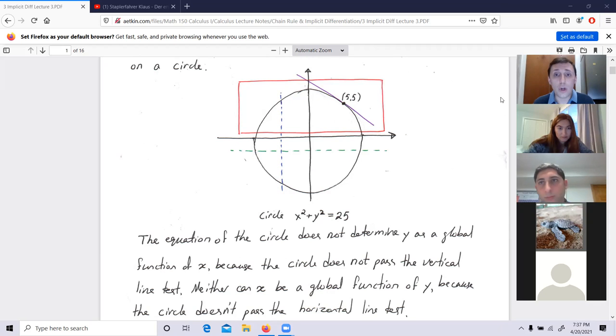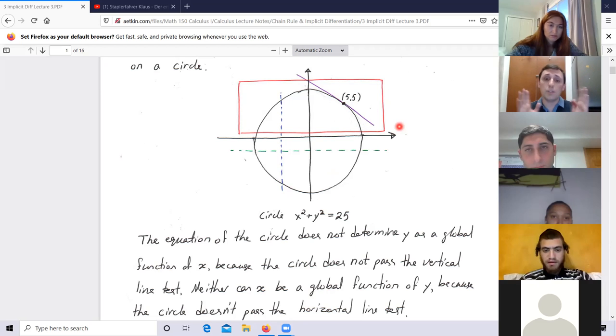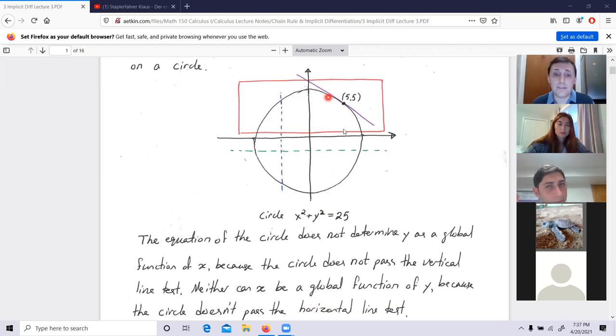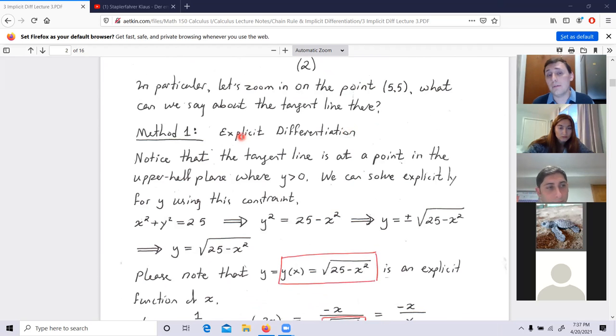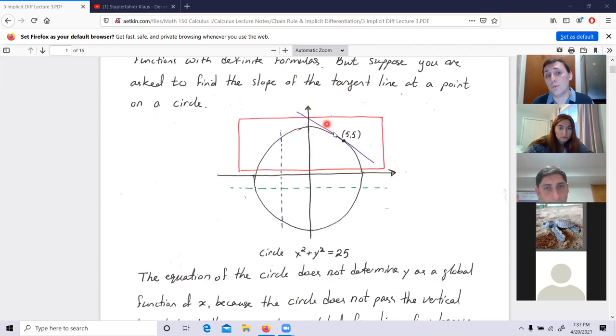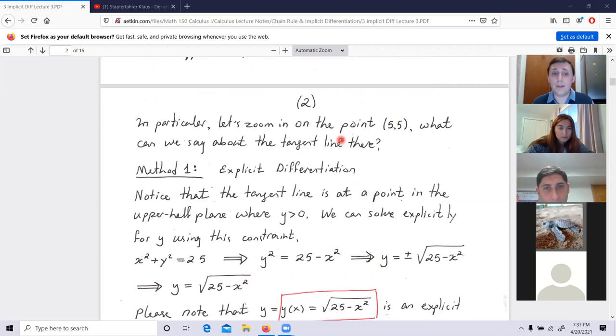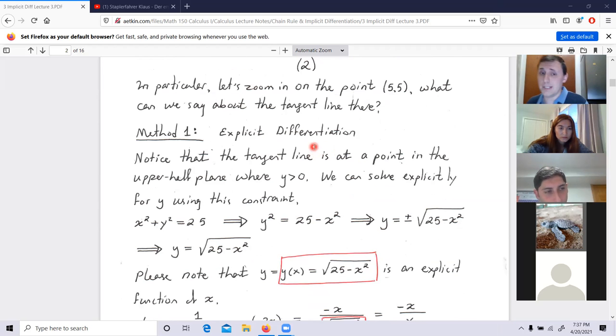But that means that the circle is not y a function of x or x a function of y. However, locally, it is. If I look at this top box, I don't look at the full object, which I don't need to look at since I'm only zooming at one point. We do have that y is a function of x, and we can in fact solve for that y. We want to know the slope of the tangent line here. So method one is to do that explicitly.